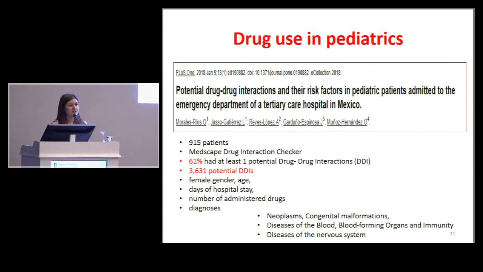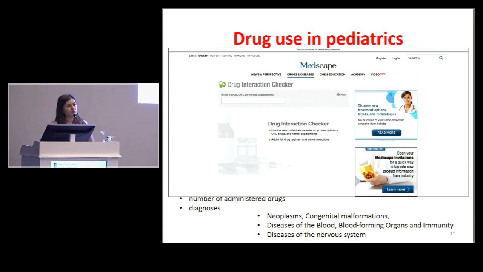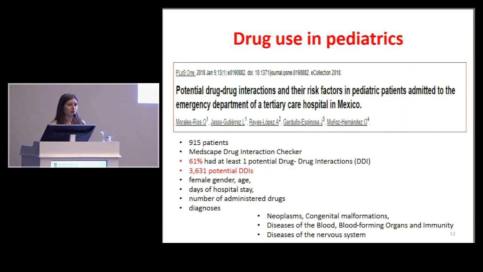There's another study which was conducted in 915 pediatric patients, and Medscape was used. It's similar to Micromedex. Its difference is that the classifications are a little bit different. Severity classification is a little bit different, and it's free. And in 61% of the patients, at least one potential drug-drug interaction was found. 3,631 potential drug-drug interactions.